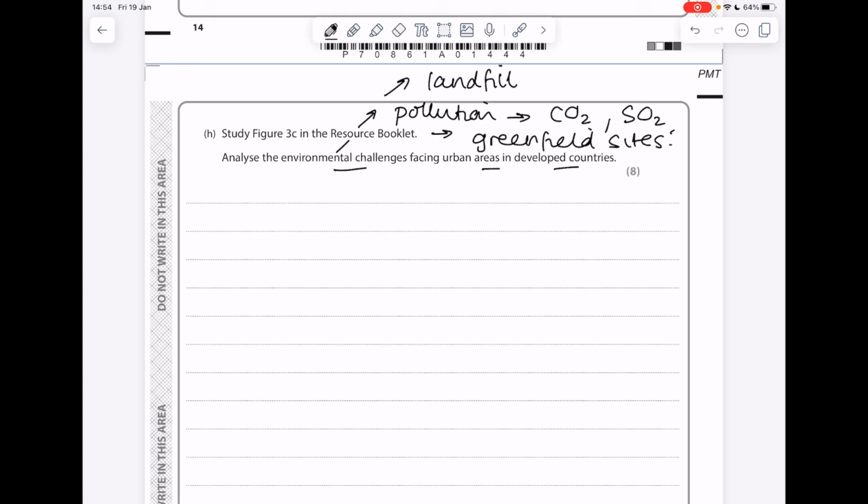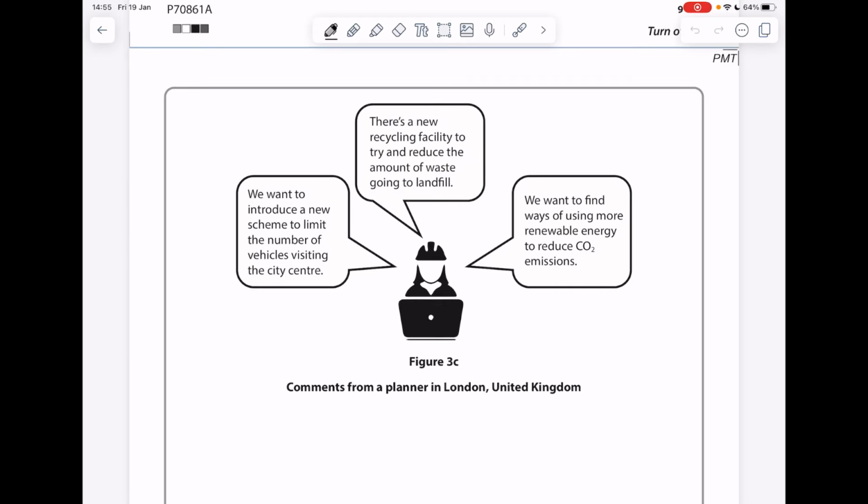So now we'll look at figure 3C and use all that information to back up our answer. We want to introduce a new scheme to limit the number of vehicles visiting the city. Yep, that will help reduce emissions. There's a new recycling facility to try and reduce the amount of waste going to landfill. So that suggests that the amount of waste produced in urban areas or developed countries is a massive challenge, and therefore we need more ways to deal with that, which are sustainable. We want to find ways of using more renewable energy to reduce CO2 emissions. This indicates that we have massive issues with environmental pollution from a global warming perspective with all these CO2 emissions.